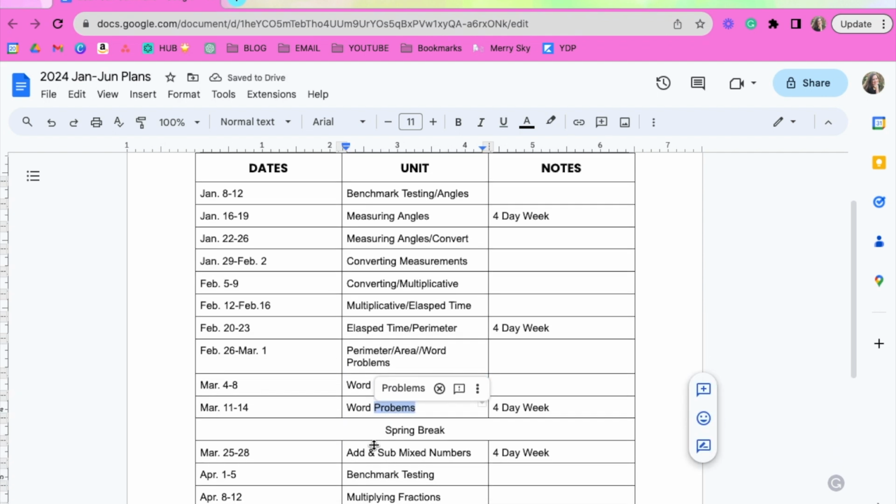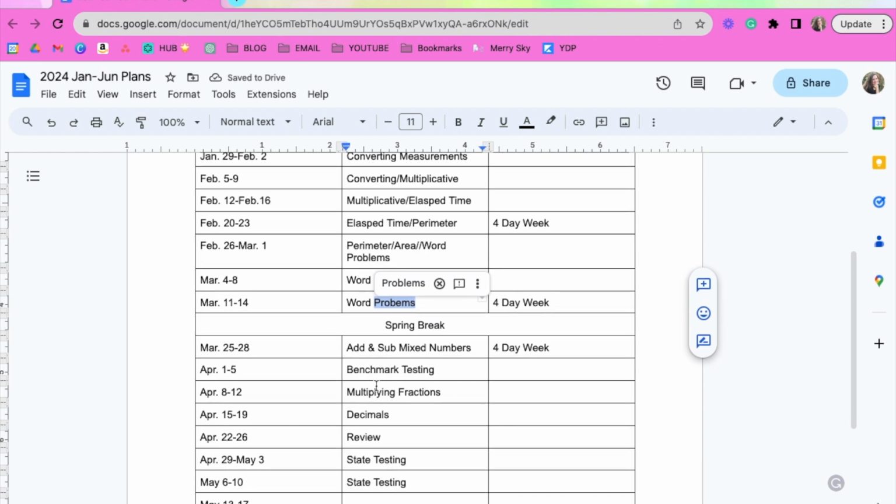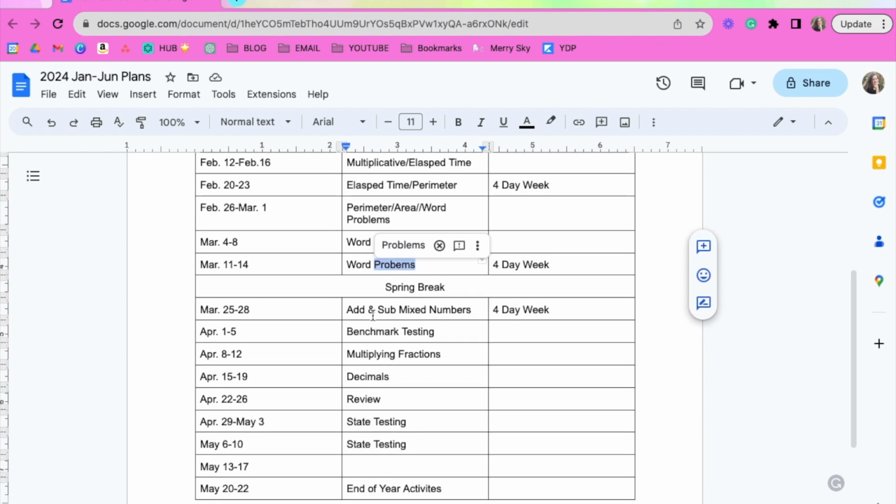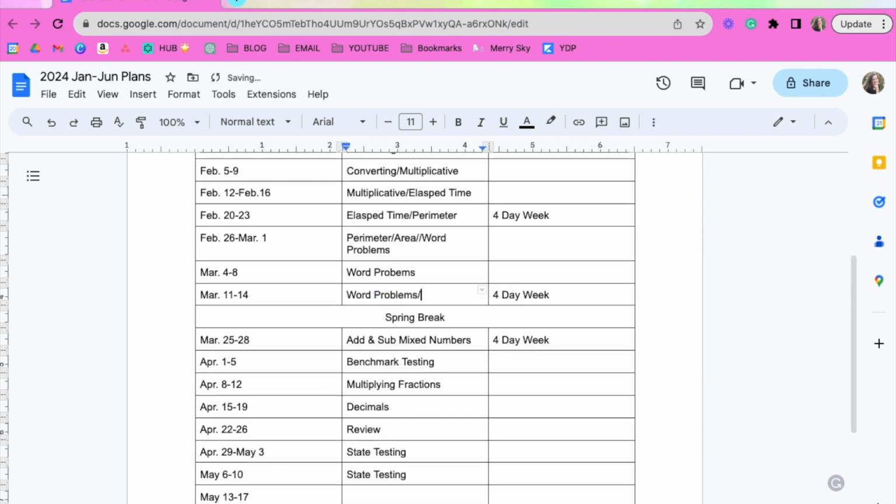So that 4-day week, I don't want to start, see, this is where it starts to get a little bit challenging because I'm like, do I want to start adding mixed numbers before spring break? Yes. We need to. We can add mixed numbers. That's easier. And then hit that hard because it's a 4-day week there. I wonder, let's see. And we can start multiplying fractions here on those 2 days. So that gives me a little bit extra time.